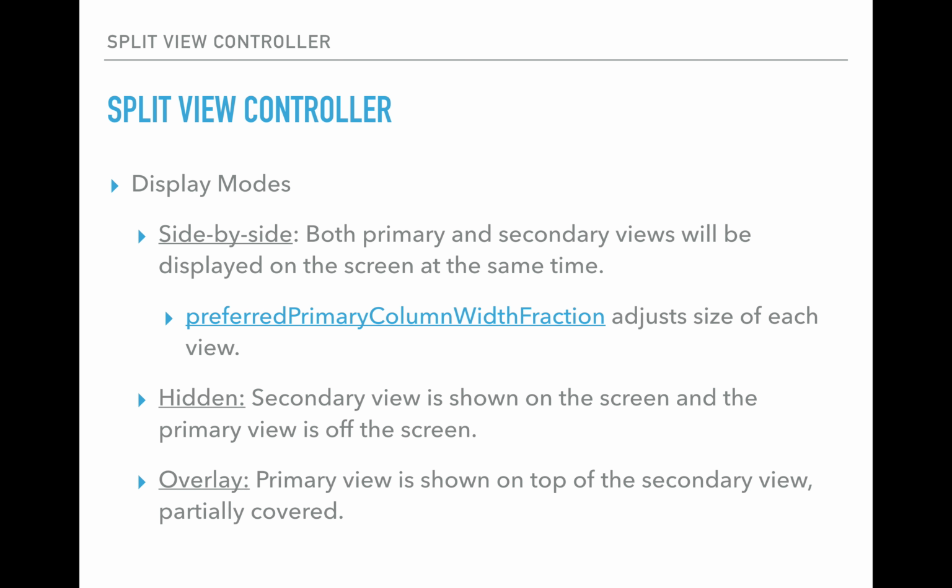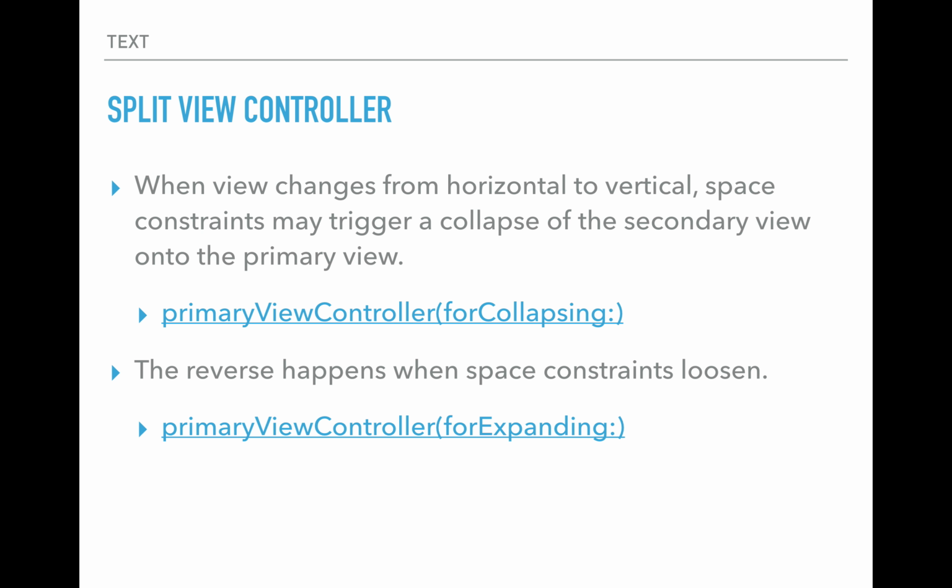Cool. Alright, so split view controllers when the view changes from horizontal to vertical. When it changes from horizontal to vertical and you have that sort of collapsing animation, there's actually a way for you to control what happens. It's kind of similar to your prepare for segue. Whenever you click on a button to prepare for segue, something happens in between the segue and the actual rendering of the view controller that you're segueing to.